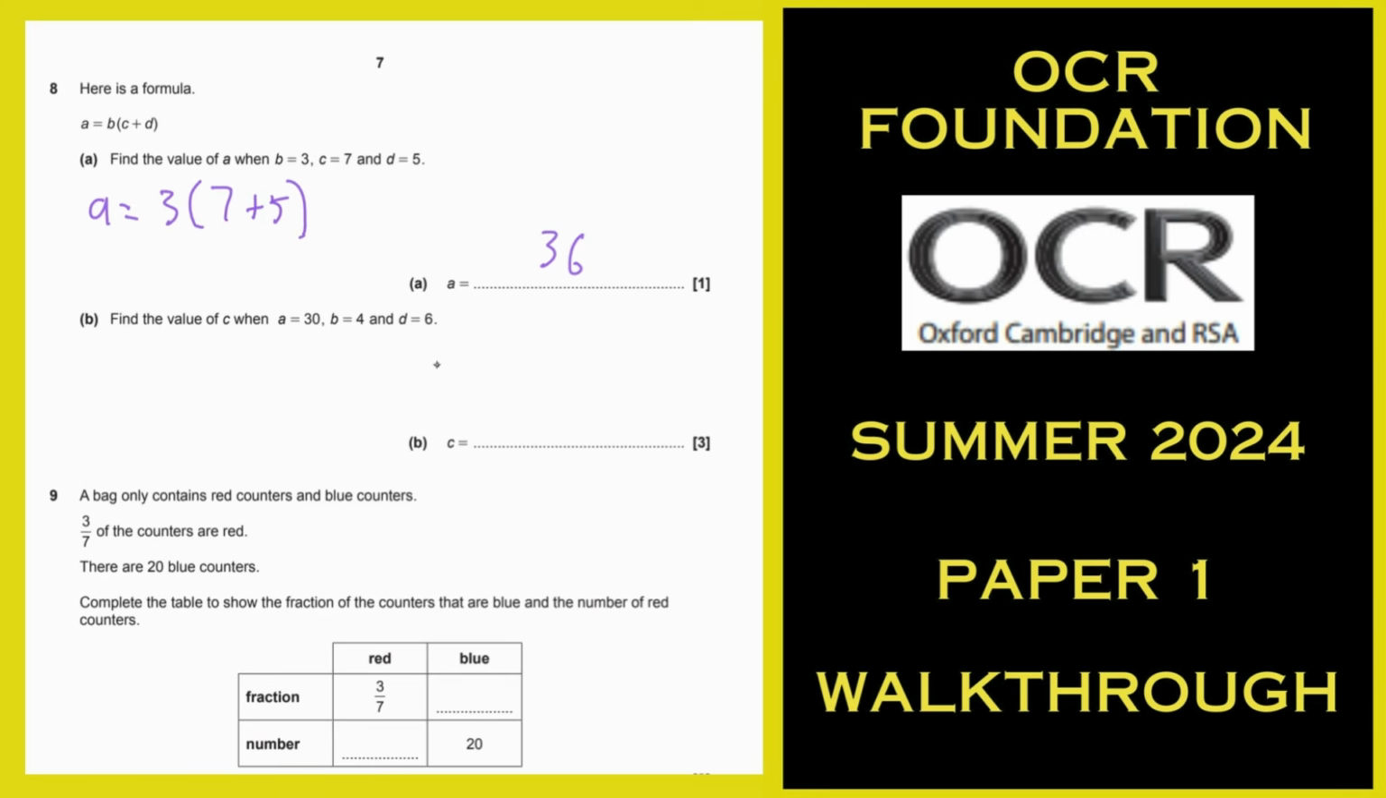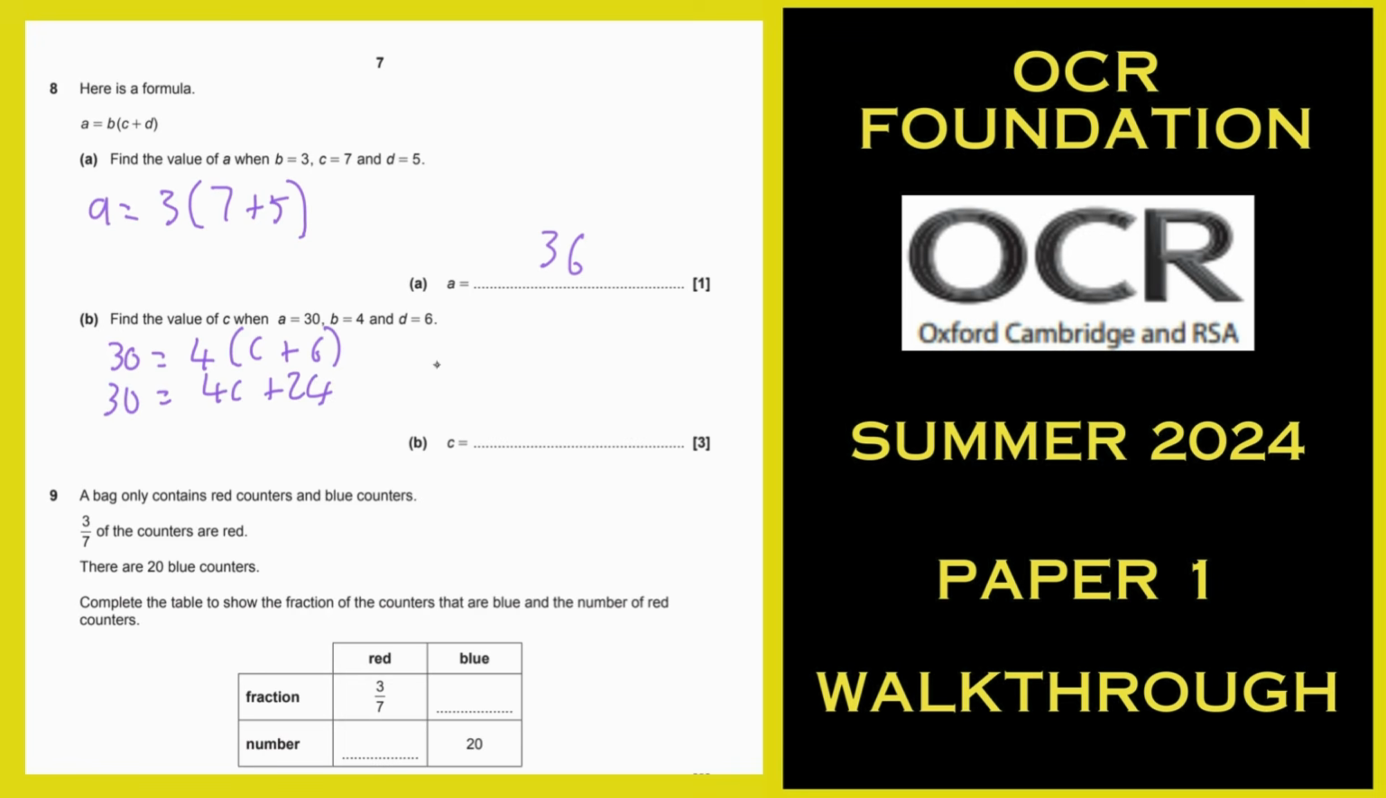This will be another one where you substitute in, but it requires some solving. We replace the A with 30, the B with 4. We don't know the C, but we know the D is 6. You could expand the brackets. You could divide both sides by 4. Either will work. I've gone for expanding.